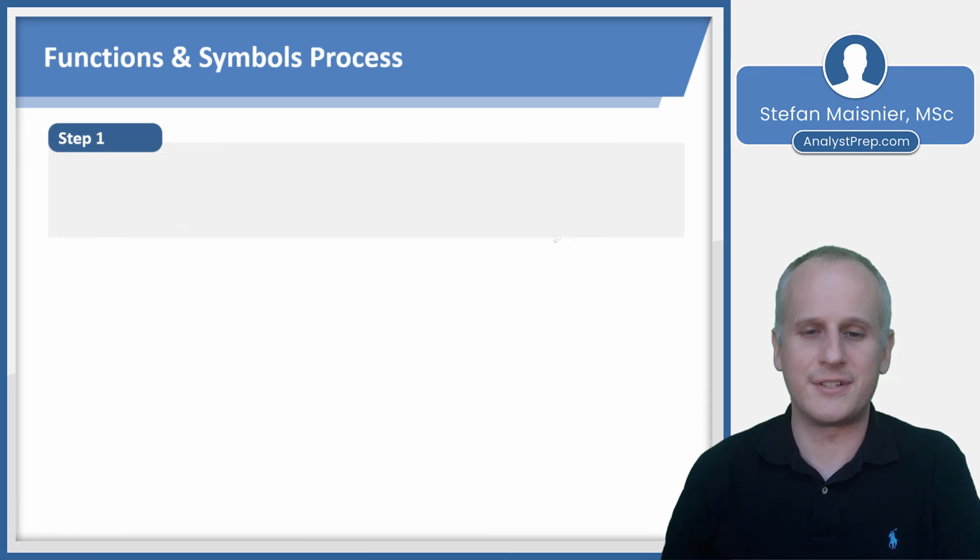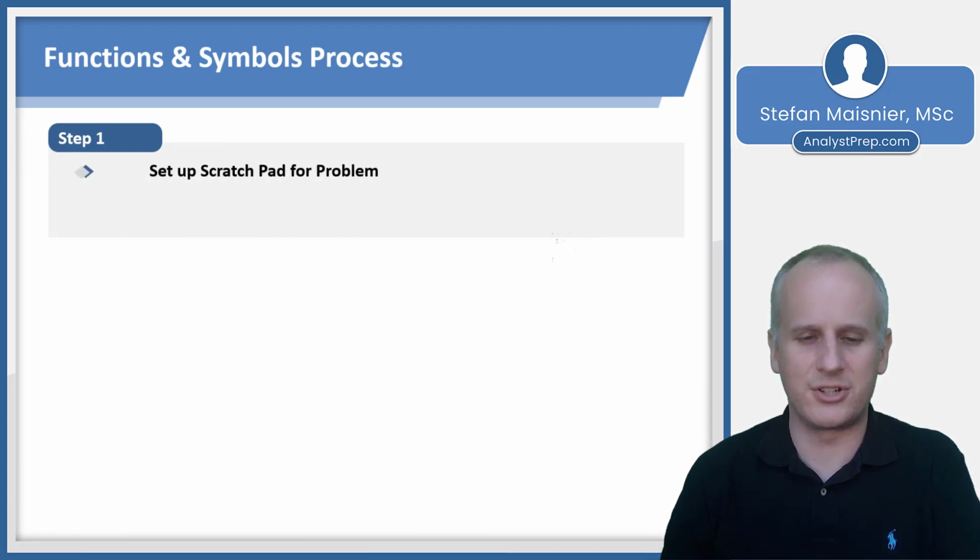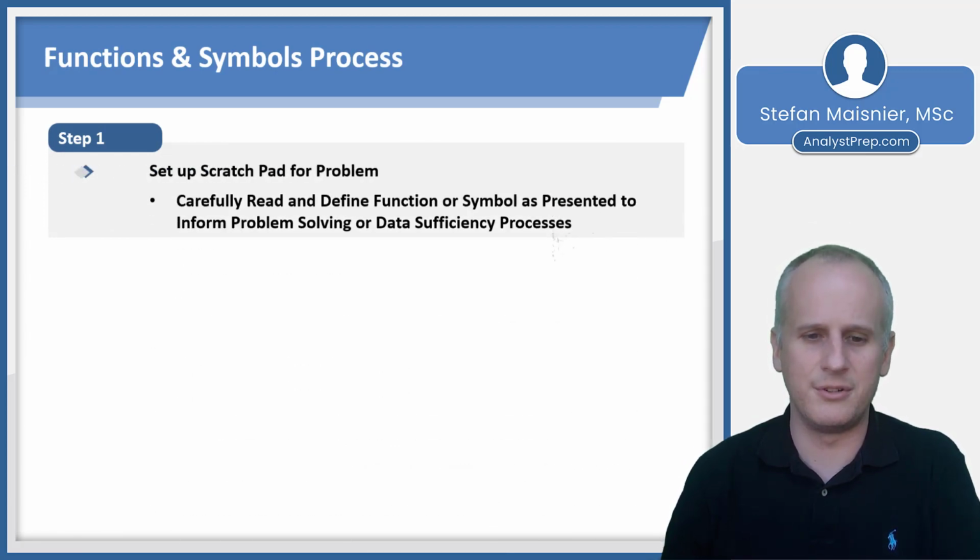So the first step of the symbol and function process: set up the scratchpad as you always do, carefully read and define the function or symbol as presented to inform the problem solving or data sufficiency processes. These obviously can be both problem solving and data sufficiency formats. So just be careful as you set everything up as normal.